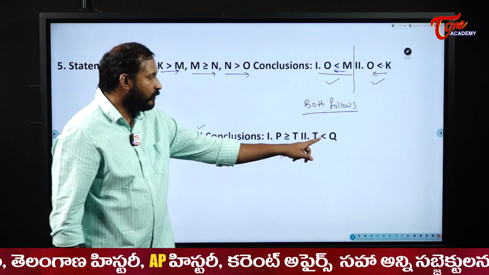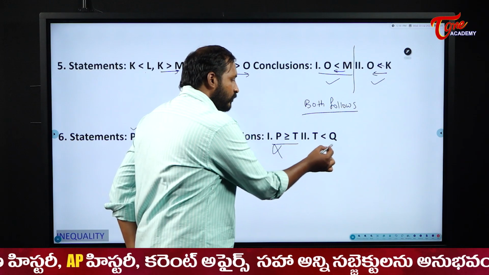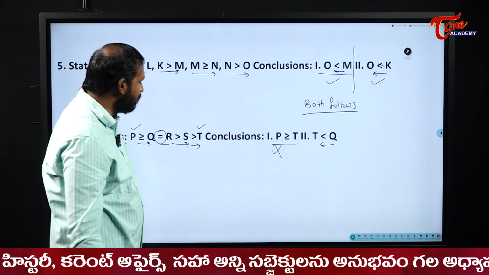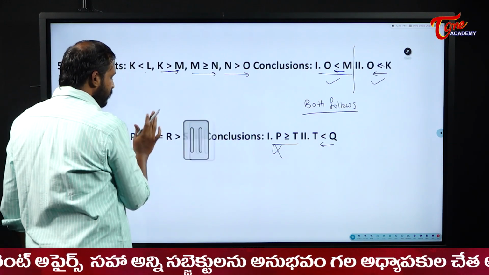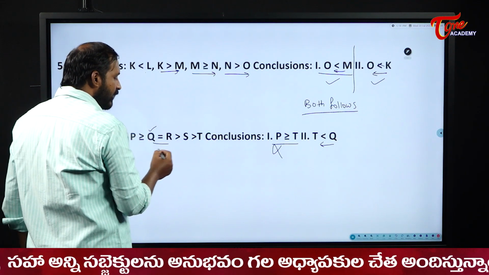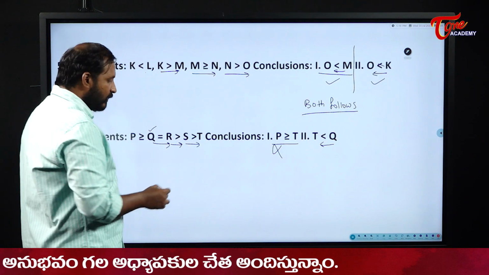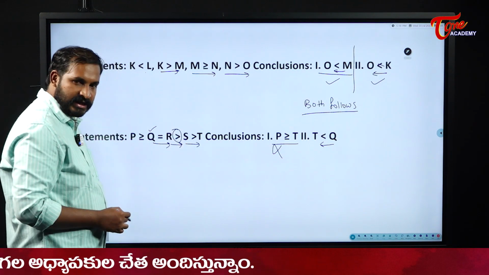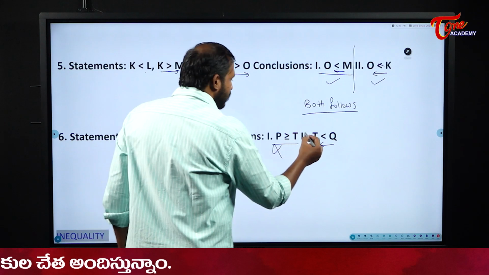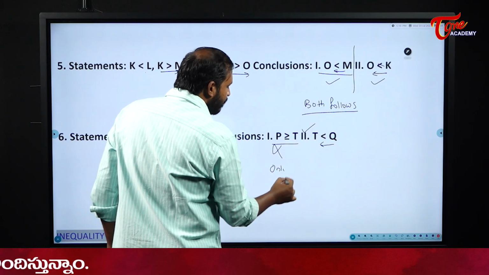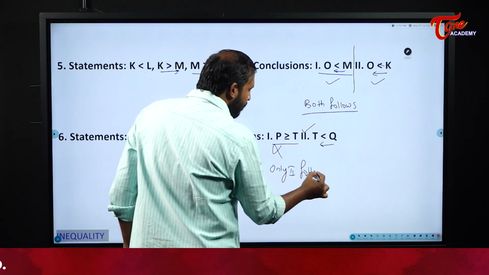Next, Q to T I should travel. So where do I have Q? Here I have Q. So Q to R I can travel, R to S I can travel, S to T I can travel. And throughout my journey I have a perfect opening. Yes, I have a perfect opening. Then this one is correct. So here only 2 follows.